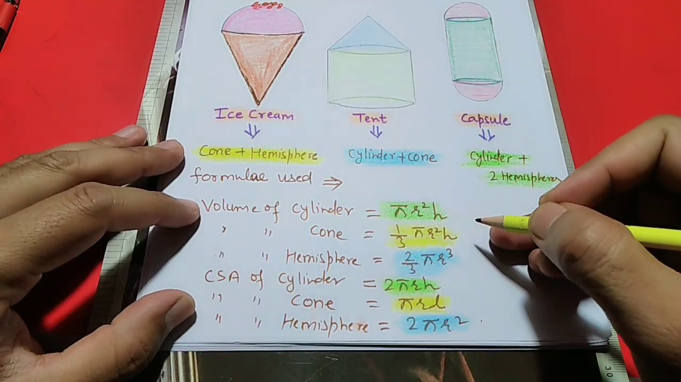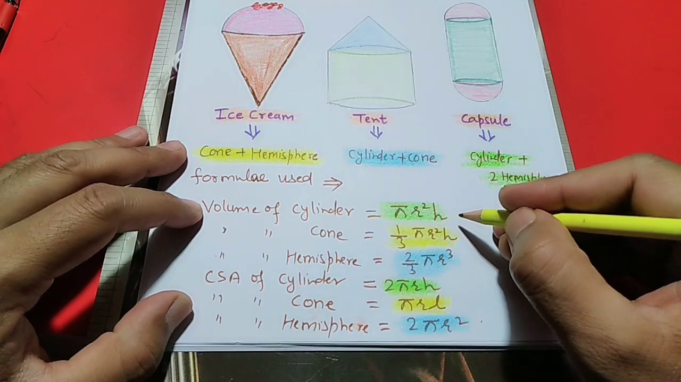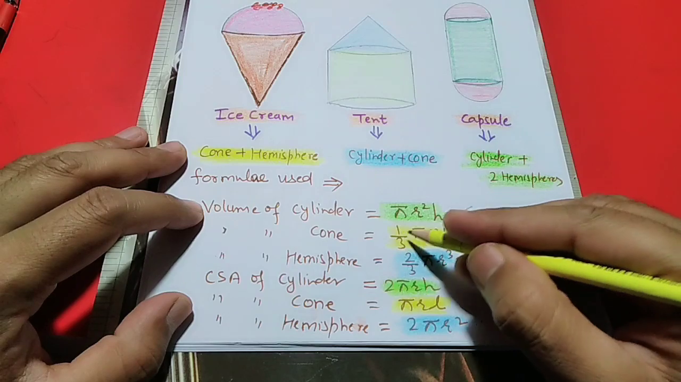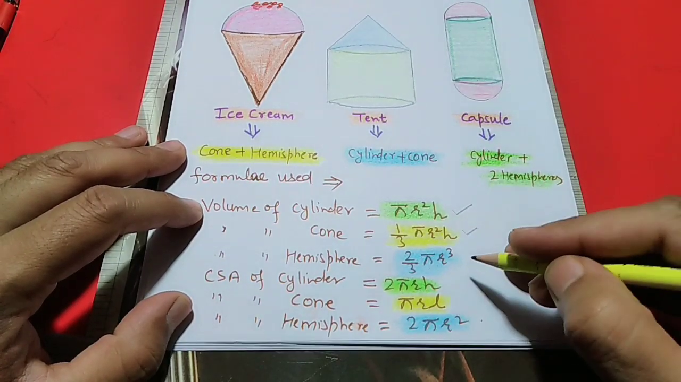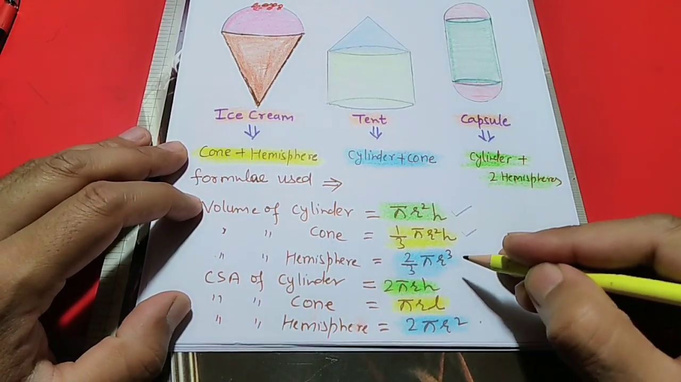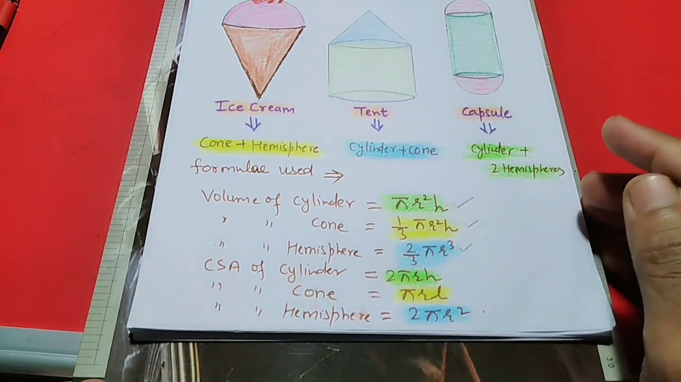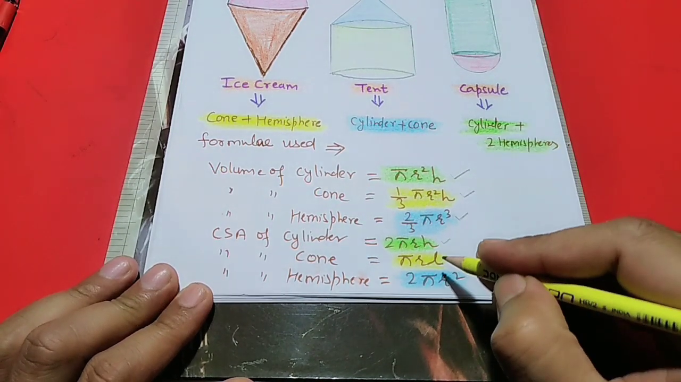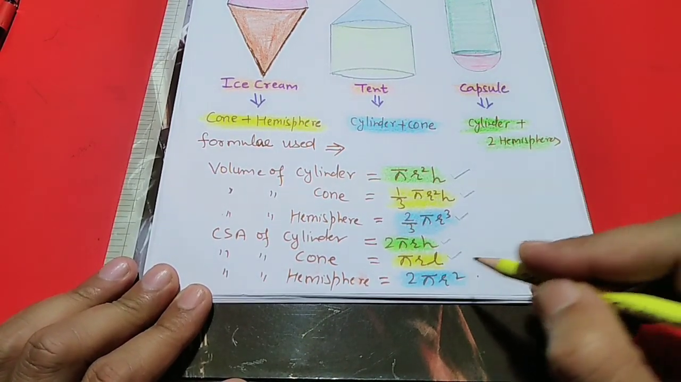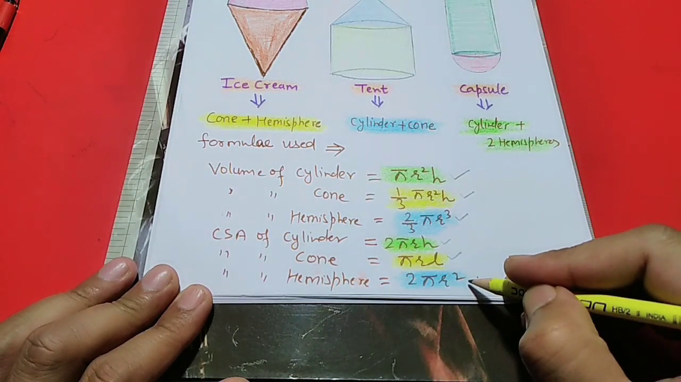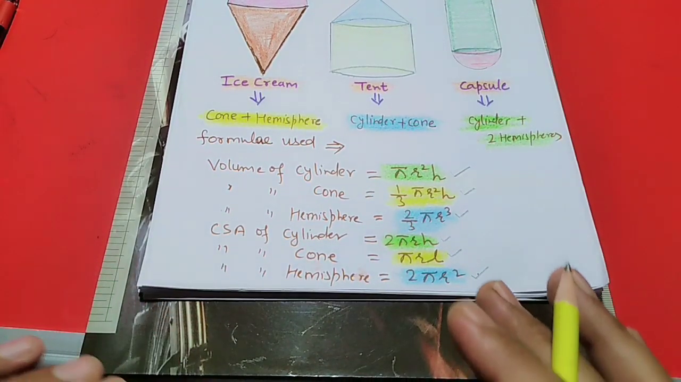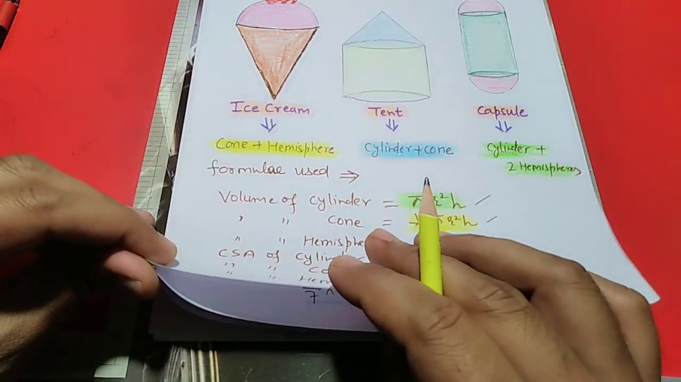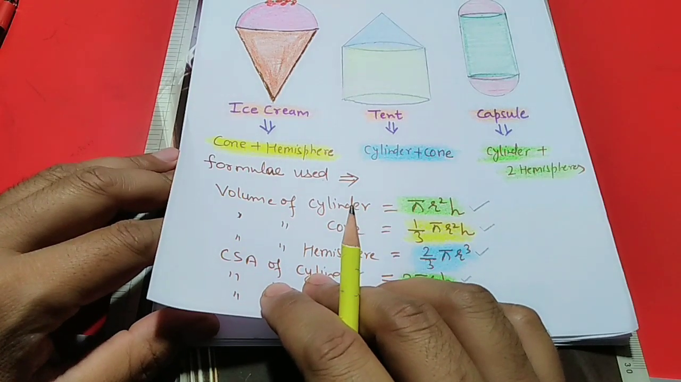So what are those formulas? Just have a look. Volume of the cylinder is pi r square h. Volume of the cone has the same formula but with 1 by 3: 1 by 3 pi r square h. Volume of the hemisphere is 2 by 3 pi r cube. Curved surface area of the cylinder is 2 pi r h, curved surface area of the cone is pi r l, and curved surface area of the hemisphere is 2 pi r square. I think you have already studied all these shapes and remembered these formulas.